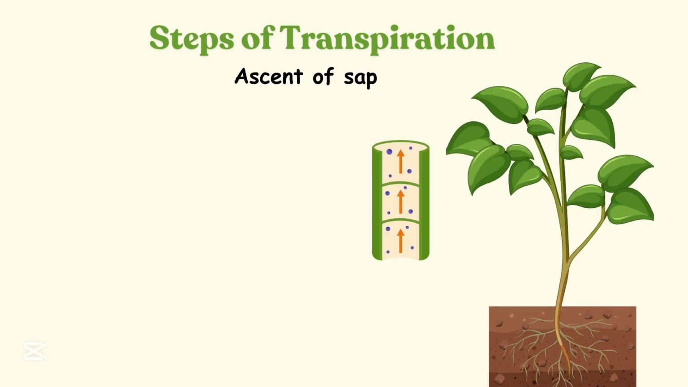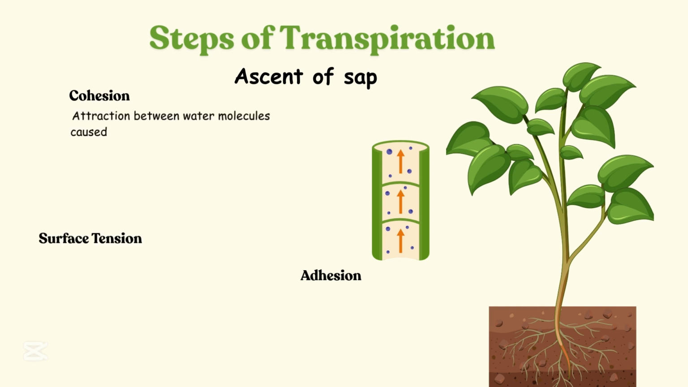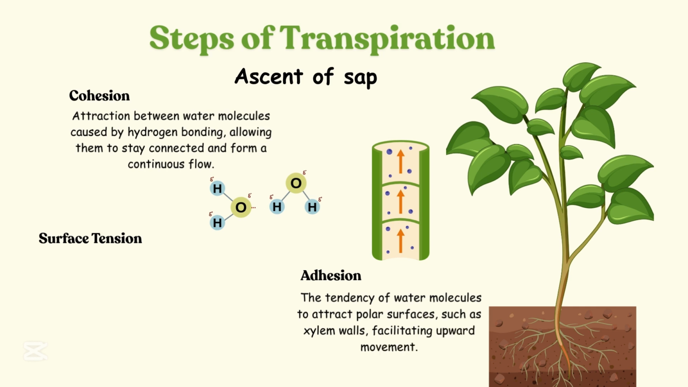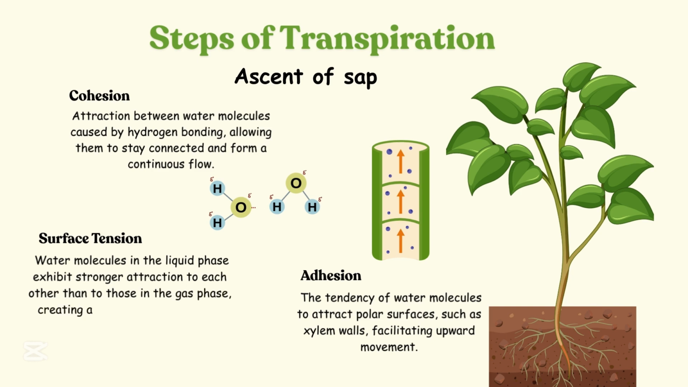Ascent of sap depends on factors such as cohesion, adhesion, and surface tension. Cohesion is the attraction between water molecules caused by hydrogen bonding, allowing them to stay connected and form a continuous flow. Adhesion is the tendency of water molecules to attract to polar surfaces such as xylem walls, facilitating the upward movement. Surface tension is also an important factor because the water molecules in the liquid phase exhibit stronger attraction to each other than to those in the gas phase, creating a cohesive surface layer.